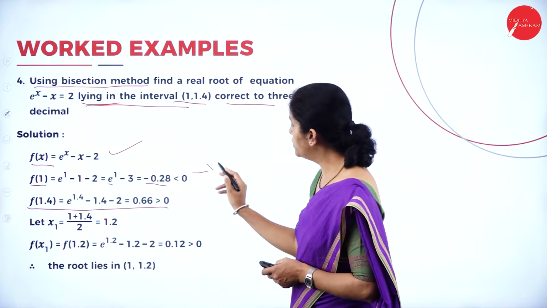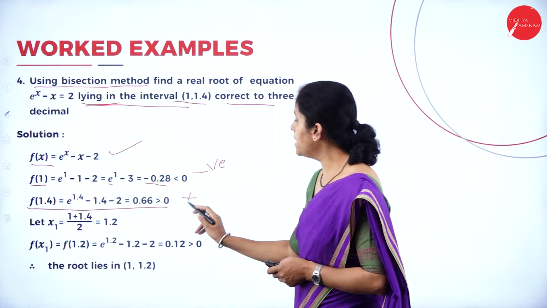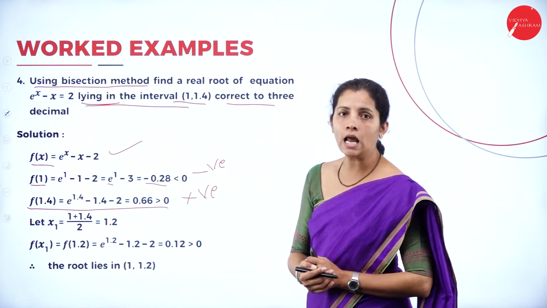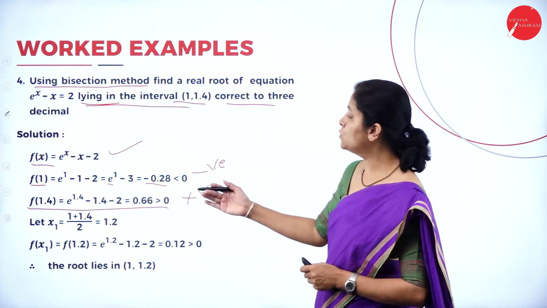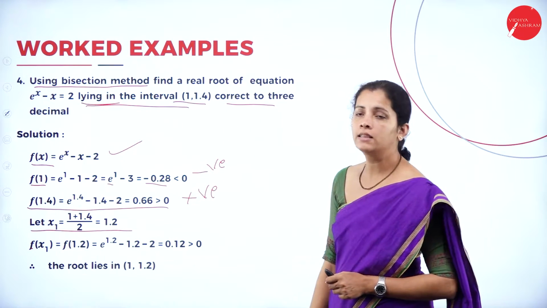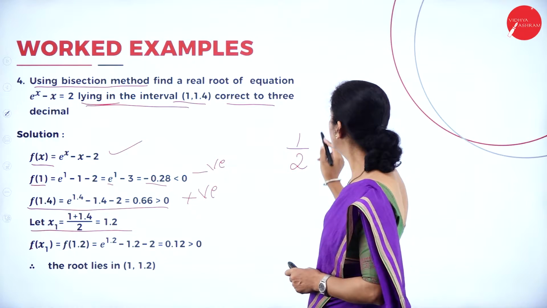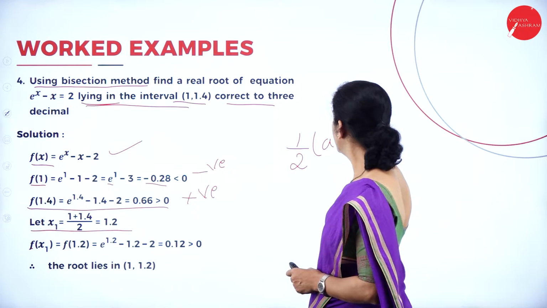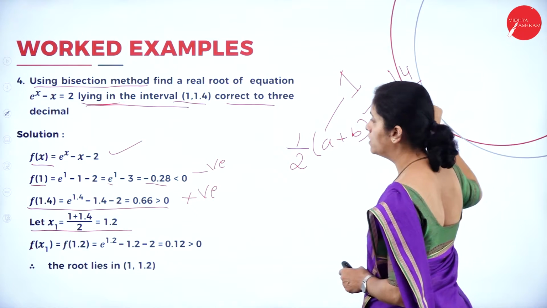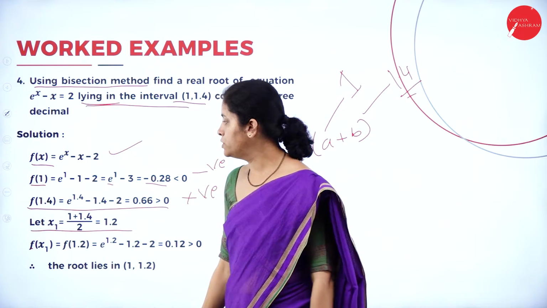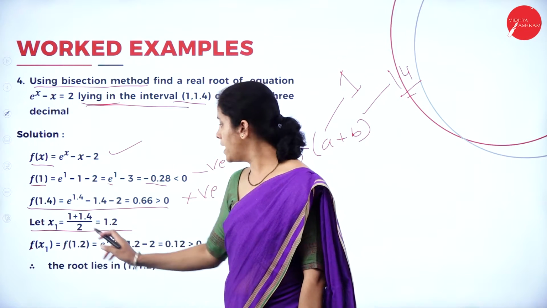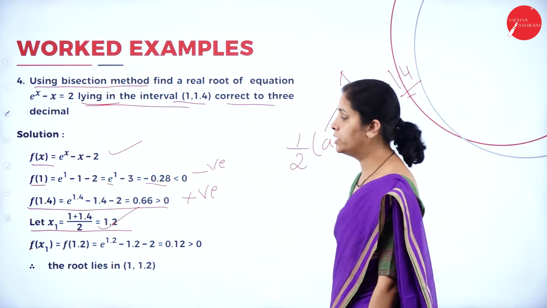So this is my negative answer and this is my positive answer. So the root lies between 1 and 1.4. That is true because we verified. Now, I have the bisection formula, that is half of A plus B. So, what is A? A is 1 and what about B? It is 1.4. So, I am going to substitute x1 equal to (1 + 1.4) divided by 2. So, I will get 1.2.